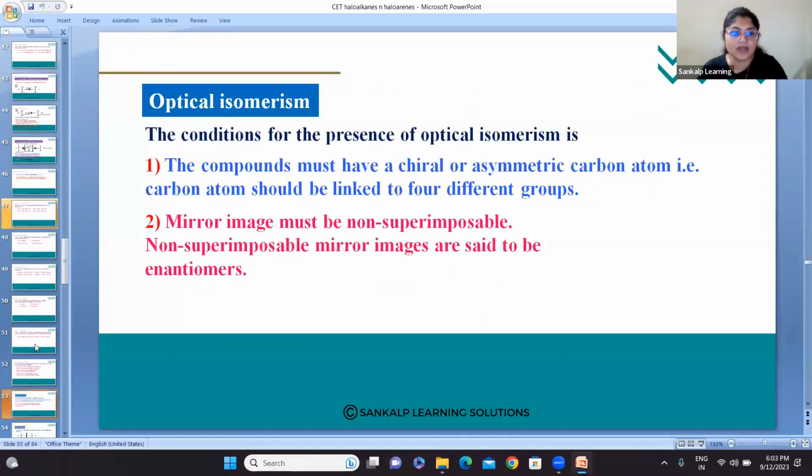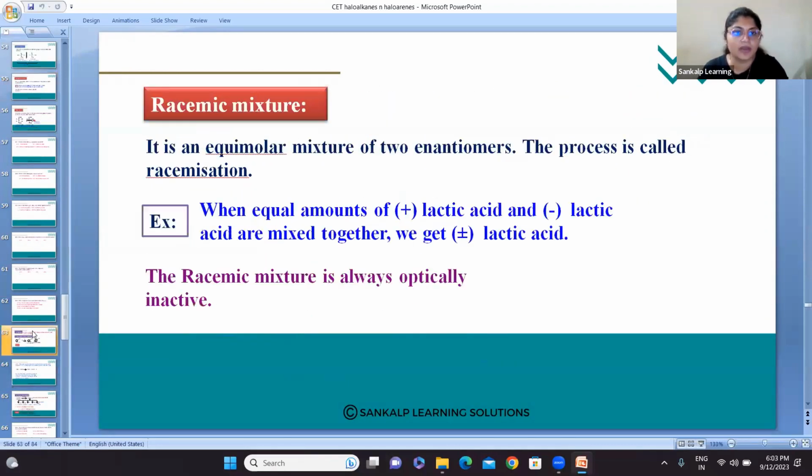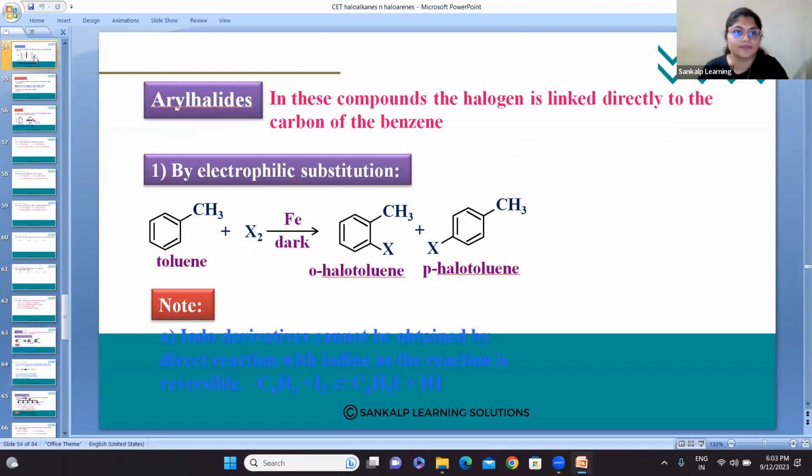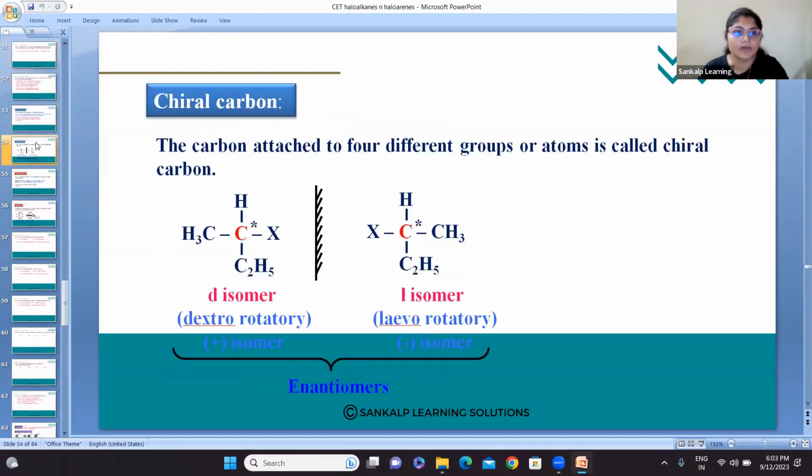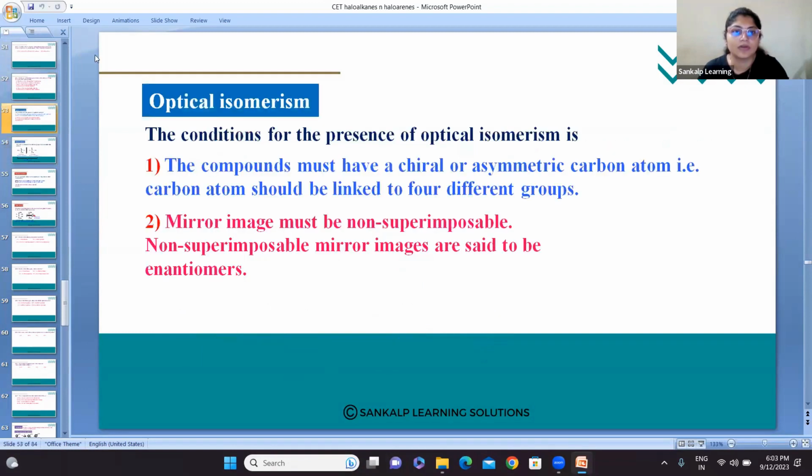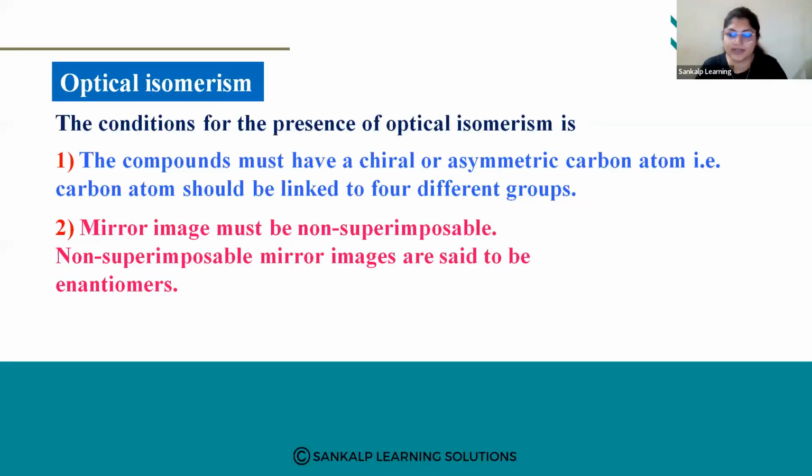So today we are going to start with the topic of stereochemistry. We are going to start with optical isomerism. For this phenomenon to occur, what are the necessary conditions? What are the necessary conditions for optical isomerism to occur?